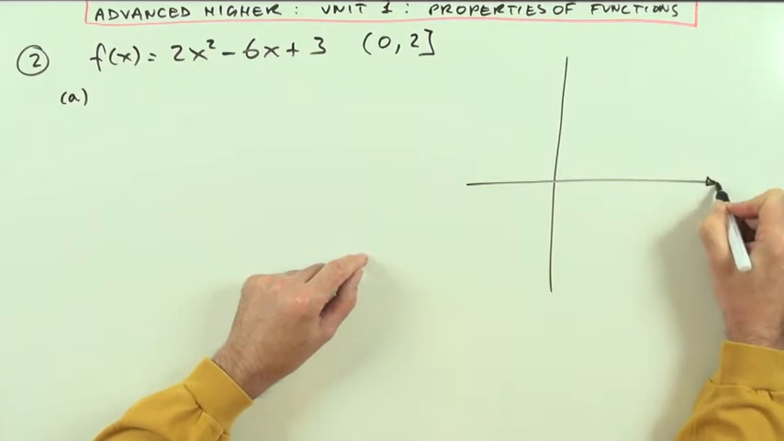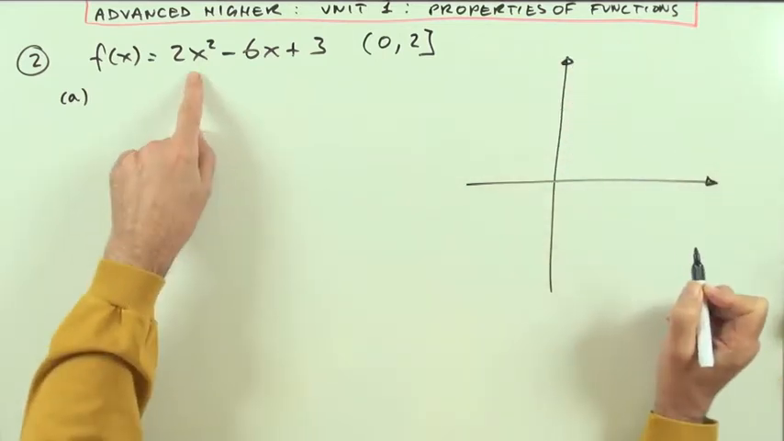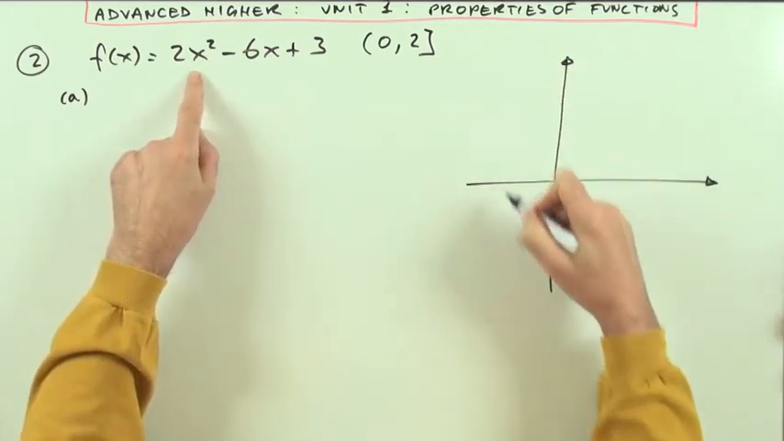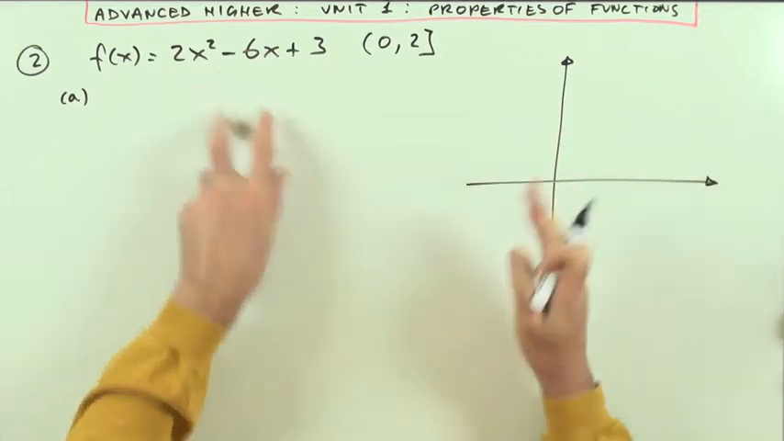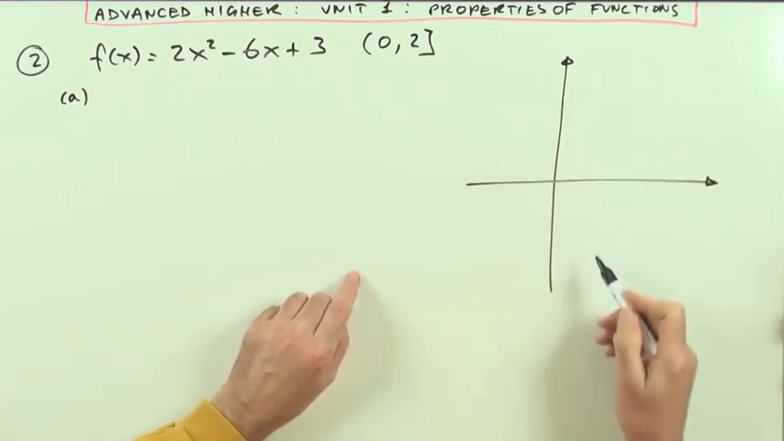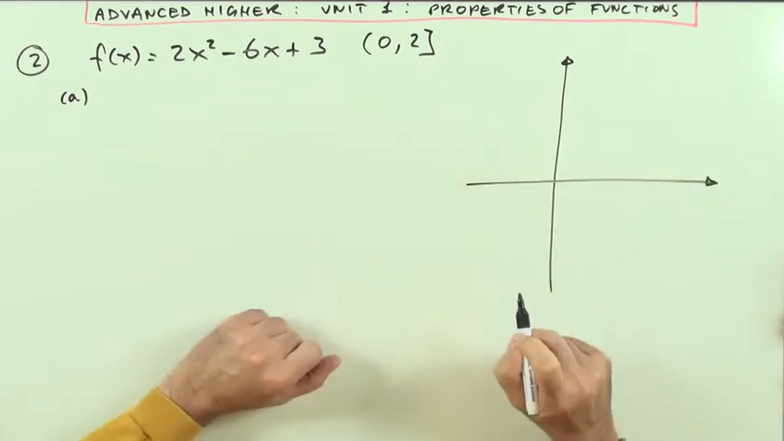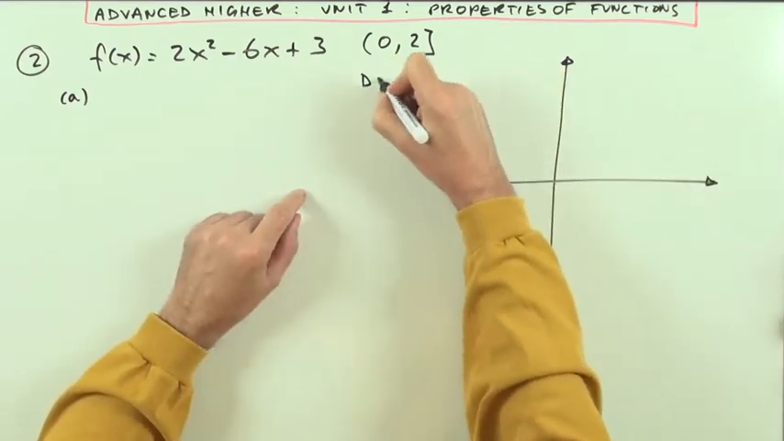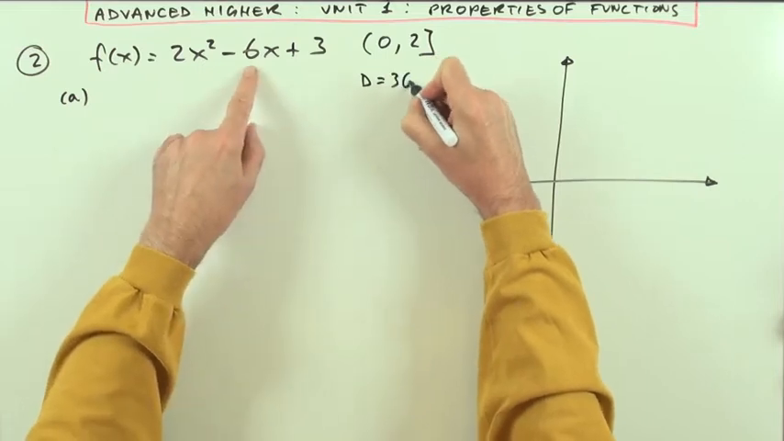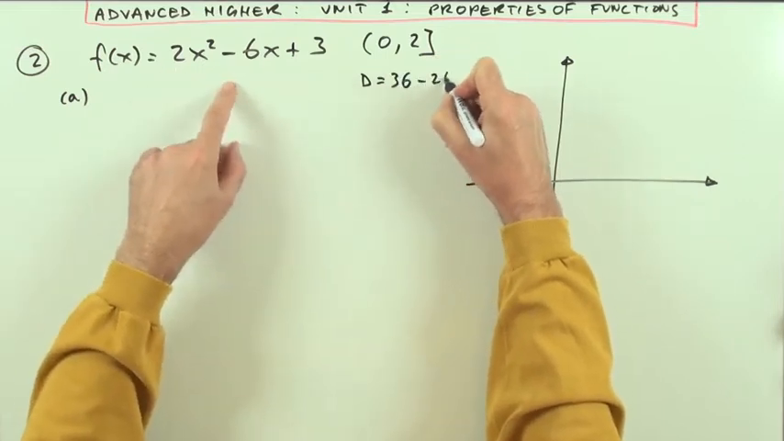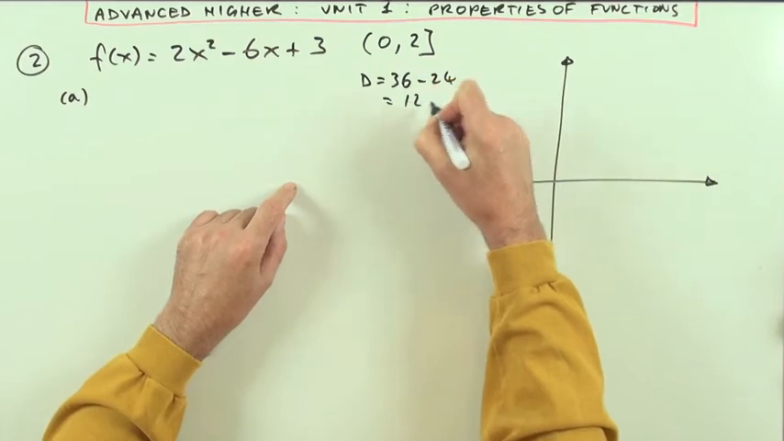Well, it's a parabola, the correct way round, positive x squared term. These signs are opposite, so its axis of symmetry is to the right here. And does it or doesn't it cross the x-axis? Well, let's just check quickly with the discriminant. So I've got b squared minus 4 times 2 times 3, that's 24, that comes to 12.